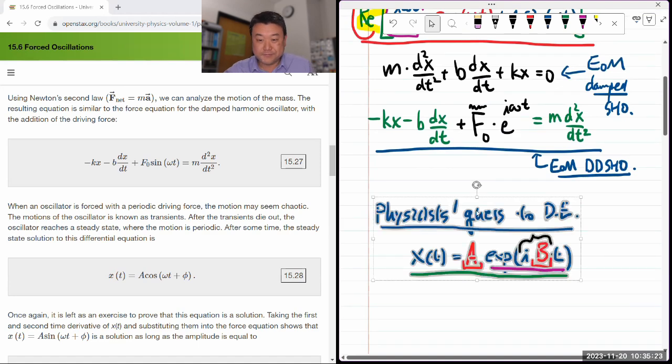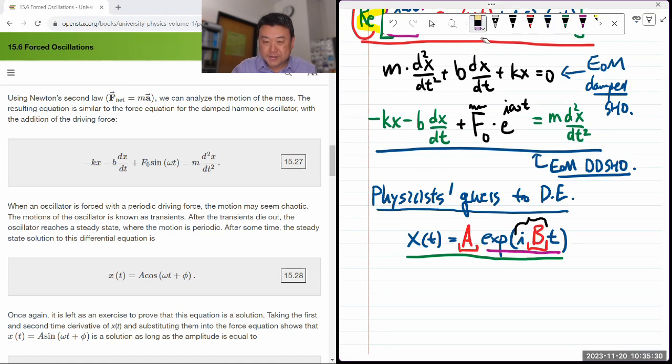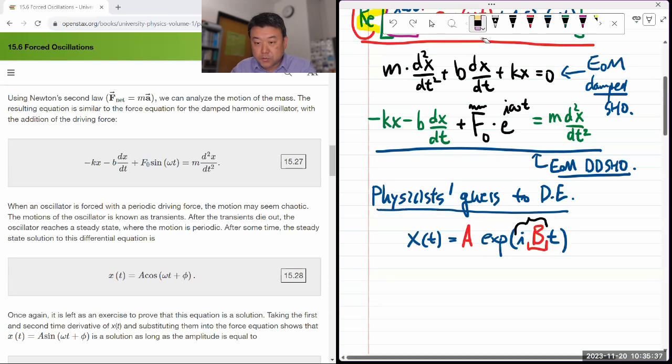This has served us well last time. So why shouldn't we try it again this time? So we are going to guess an exponential, specifically a complex exponential, as a potential solution to this equation.